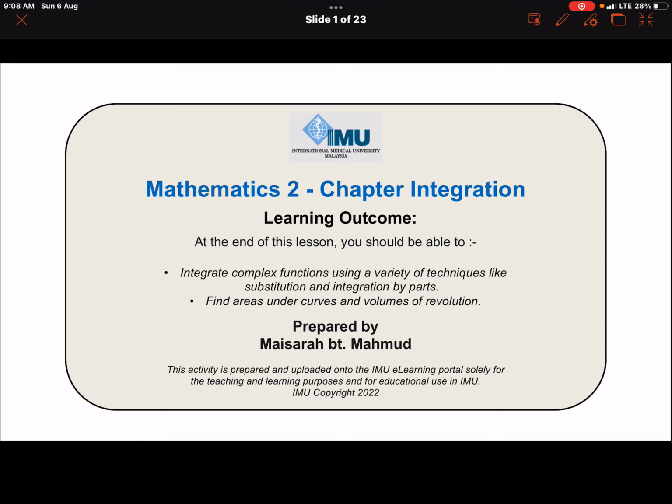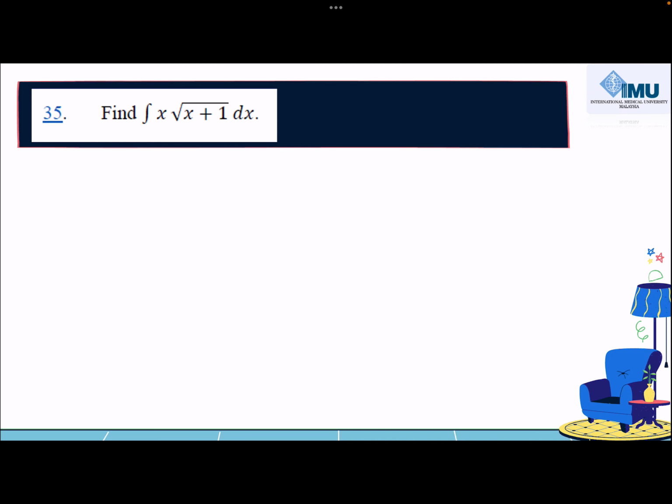Mathematics 2, Chapter Integration. Tutorial question 35. Find the integration of x multiplied by the square root of x plus 1 dx. Now let's try to rearrange it, making it x times (x plus 1) to the power of half dx.